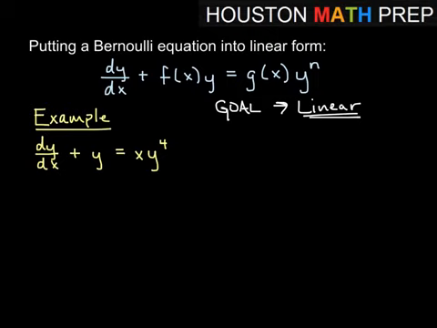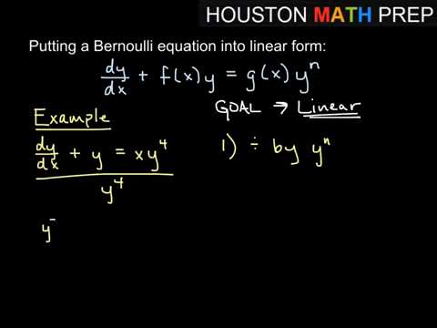Okay, so here our example, we have dy/dx plus y equals x times y to the 4th. So what we're going to simply do is divide out that y to the n. Okay, so our first step, we're going to divide everything by our y to the n that's on the right-hand side here. So we'll divide everything by y to the 4. Doing that will leave us, I'm going to go ahead and write this as y to the -4 dy/dx plus, and then this becomes y to the -3 equals x.